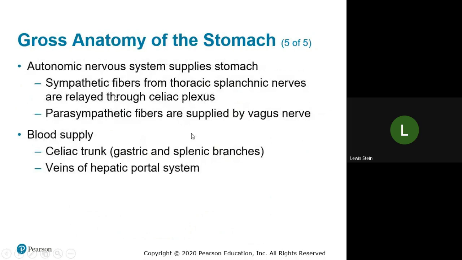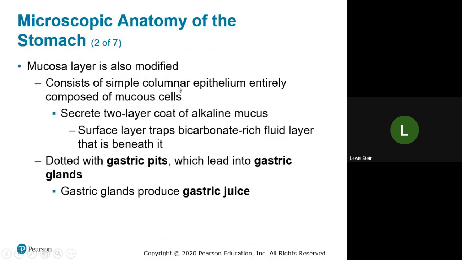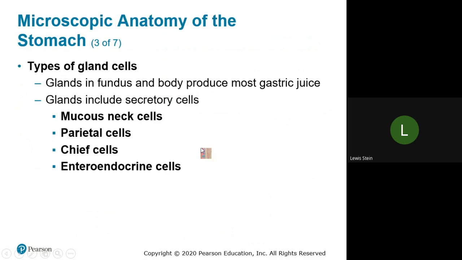Okay. And again, autonomic, and then it has the four tunics. The oblique is the big difference. Simple columnar. These pits, these multiple indentations, are where the digestive juice. This shows you it here. There's four types of cells.